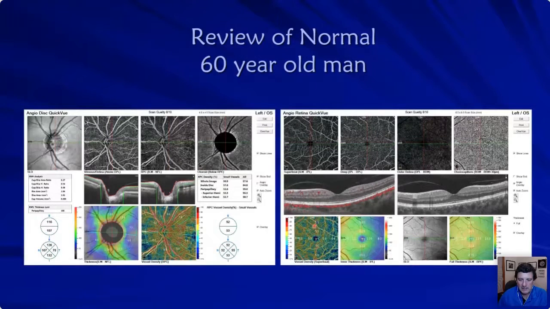And you can see here that his macular capillary density looks really, really healthy. So just kind of showing you what normal looks like. And you can actually measure.